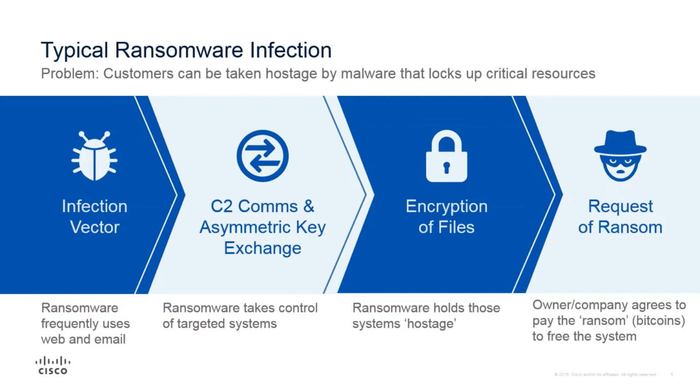This encryption key is used to lock up critical files. And then finally, the ransomware will display a message, and the attacker is going to wait to receive that ransom. This is the typical path that a ransomware infection is going to take.